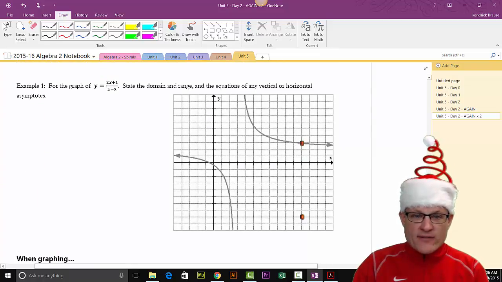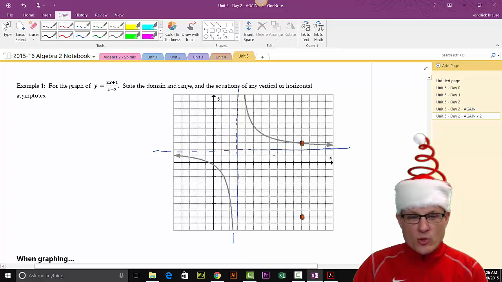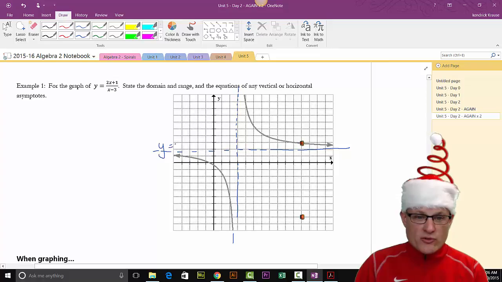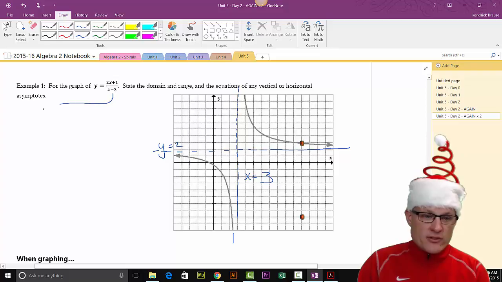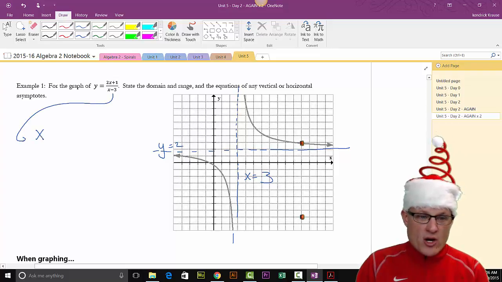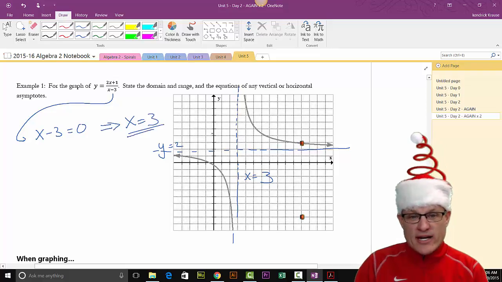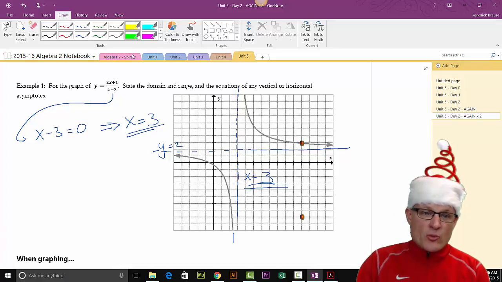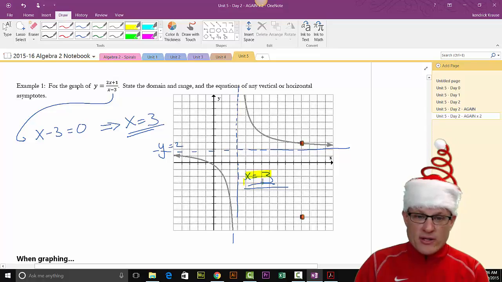Here we have a graph. Now if I just look at this graph, I see, hey, it looks like I have an asymptotic line here. And it looks like I have an asymptotic line here. And this is the line y equals 2, and this is the line x equals 3. But let's see if that makes sense. The vertical asymptotes are what make the denominator equal to 0. And clearly, if I solve this for 0, I get x equals 3. So that kind of makes sense. There's my vertical asymptote.